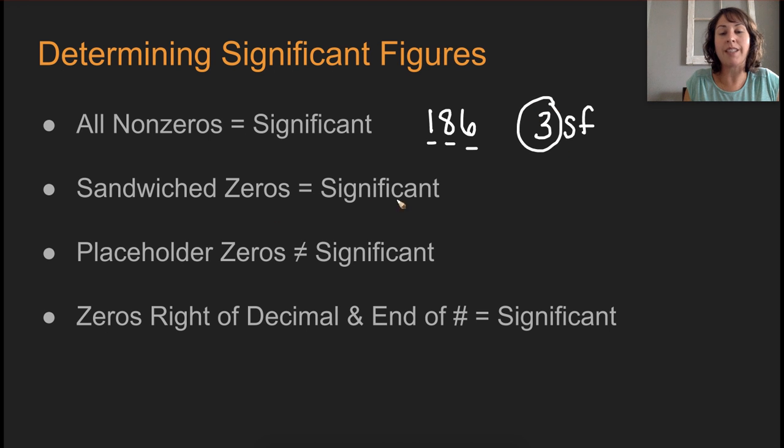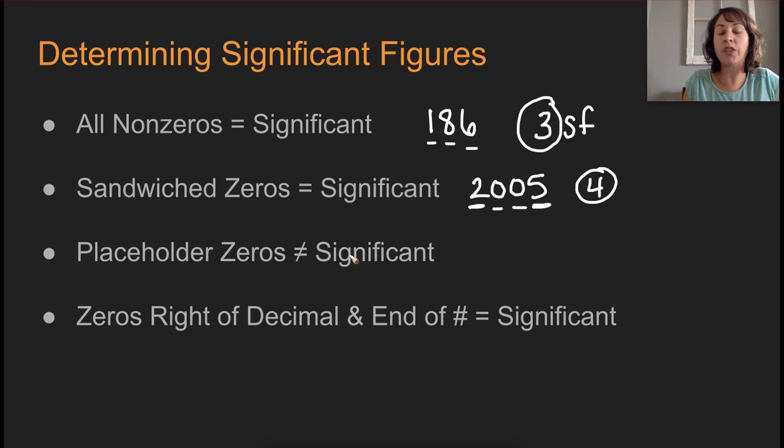Let's take a look at sandwich zeros. So what if I had a number like 2005? Okay. Well, we know that this one is significant, and we know this one is significant. These zeros are sandwiched between the significant figures because these are non-zeros, okay? And so they are also going to be significant. And so in this case, we end up with 4 significant figures.